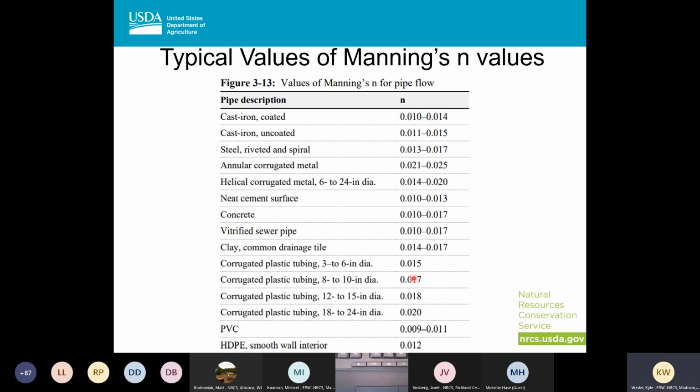So here's a table of common Manning's n values. As you change your pipe type, you'll notice that the n values change as well. A lot of these have ranges on them. For example, you could get a PVC pipe, and when we first put it in the ground it might be one n value, and then over time it might change to another one. So sometimes it's hard to pinpoint an exact Manning's value.